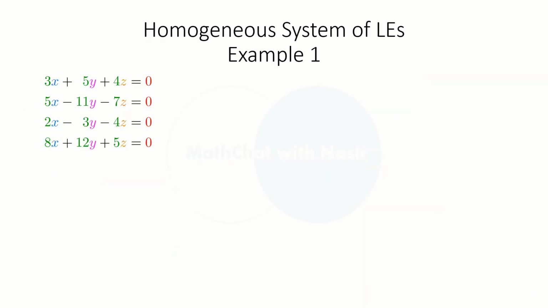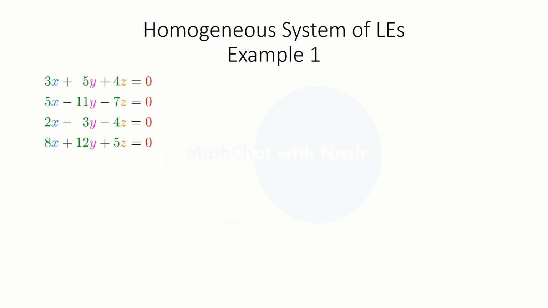Now we will look at 3 examples of a homogeneous system of linear equations. Homogeneous linear equations are always consistent because they have at least one solution, that is the zero vector or the null vector. However, homogeneous linear equations can have an infinite number of solutions. Let us solve this system of 4 homogeneous linear equations.